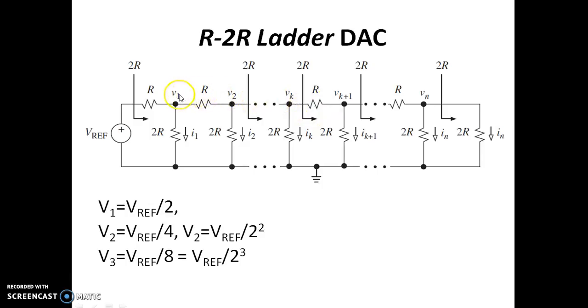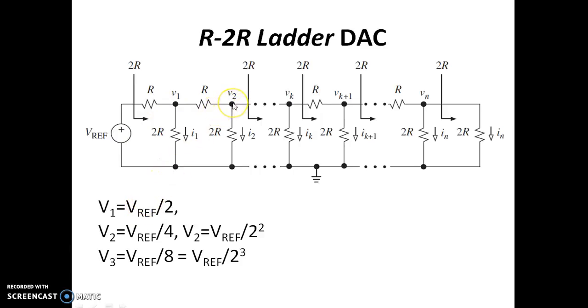Similarly, if you see from node 1, V1, towards the right hand side, the resistance is R. We have a resistance R here. We have a voltage source V reference. So it's like applying voltage source V reference between two resistors of resistance R and 2R in series. So naturally the voltage at V1 becomes half of V reference. So that's why V1 is given by V reference by 2.